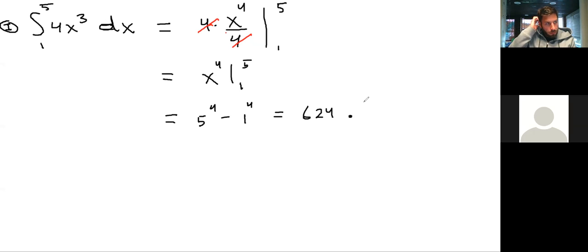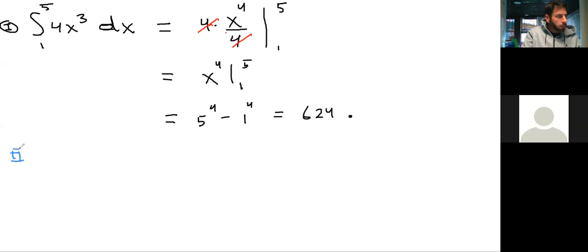So the antiderivative is 624, right? Wait, what's that? That was the antiderivative we're finding, right? No, wait. The antiderivative is x to the fourth over 4. And remember, everything we know about derivatives now applies to the indefinite integral or the antiderivative. Maybe this next example will help clarify the pattern here.